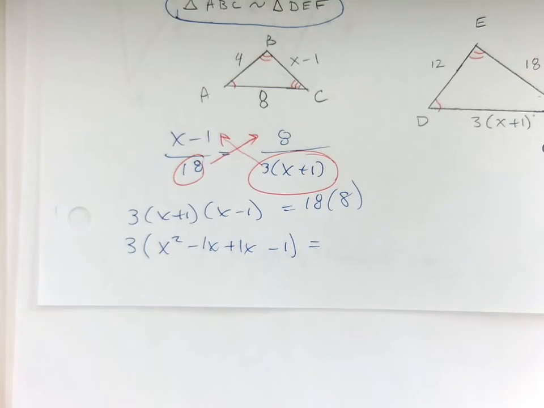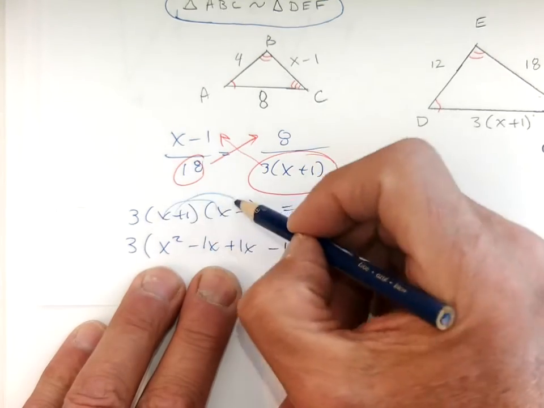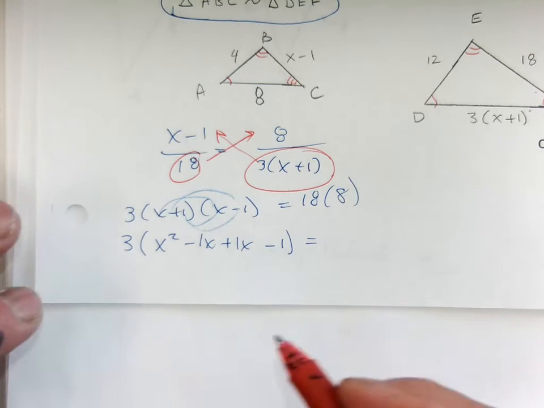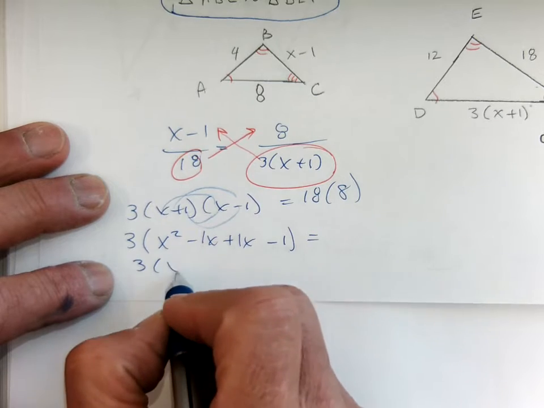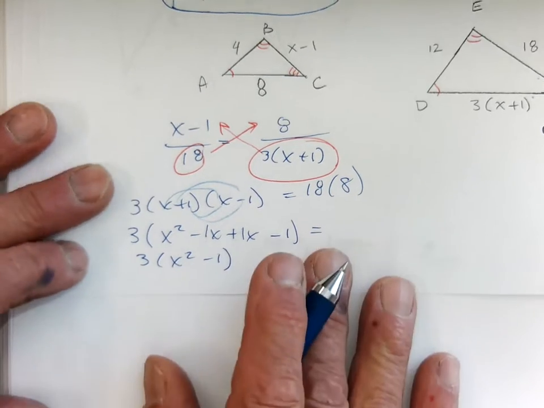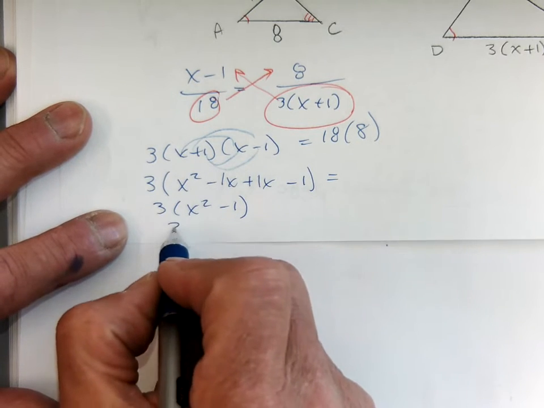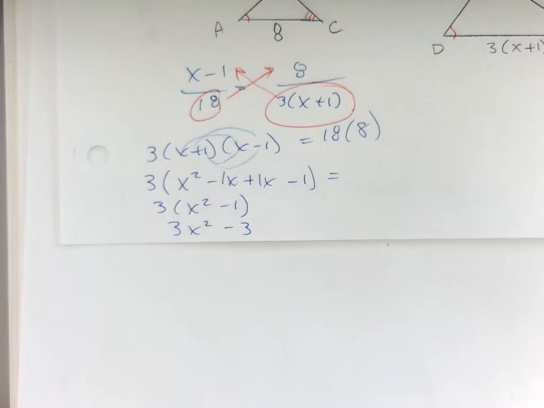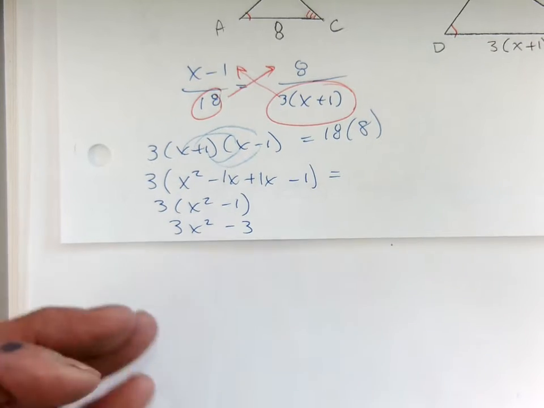I'll step back and let you see what I did. What did I do? There's a name for it. Foiled it, right? Okay, I just foiled it. Which is 3 times x squared minus 1, right? Which is a 3x squared minus 3. I can handle that. Okay, what's 18 times 8? 144.